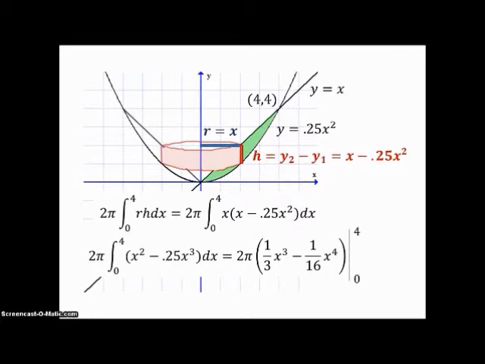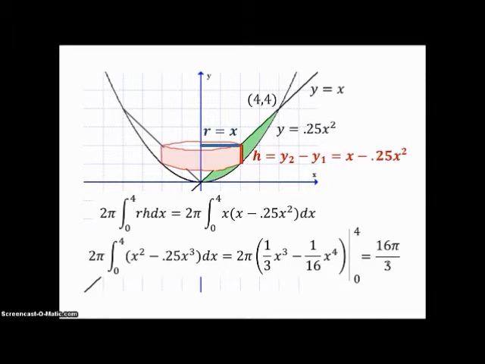Simple, simple, simple. And so we get 16 pi over 3. So it's just a little bit different setup, and in order to set these up correctly, I think a quick sketch really helps, and so I encourage that.